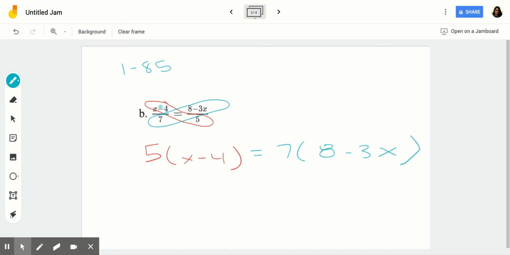I cross multiply by 5, but make sure you put it in parentheses. Cross multiply by 7, but make sure you put it in parentheses. Okay, so do A first and then come back to B and look at this.